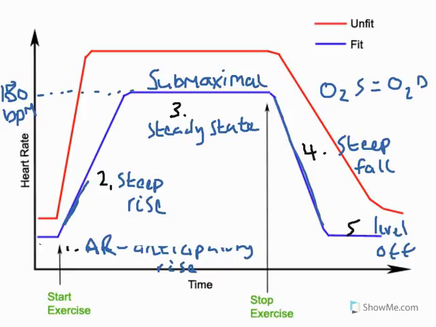So a reminder, 5 marks. Anticipatory rise, steep rise in heart rate, steady state, 150 or below. We then go at the end of exercise, a steep fall, and then it levels off towards the end.